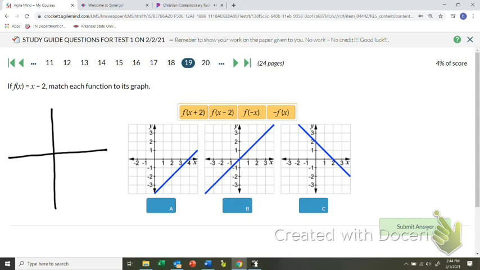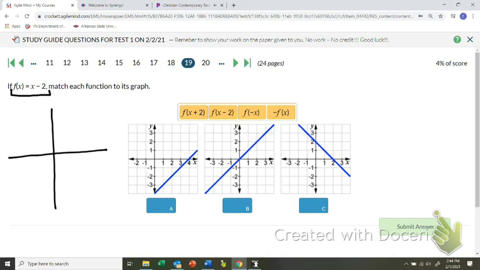No, 19. All right. First, we want to graph this right here. y equals x minus 2. Where am I going to start at on my y-axis? What is the y-intercept?